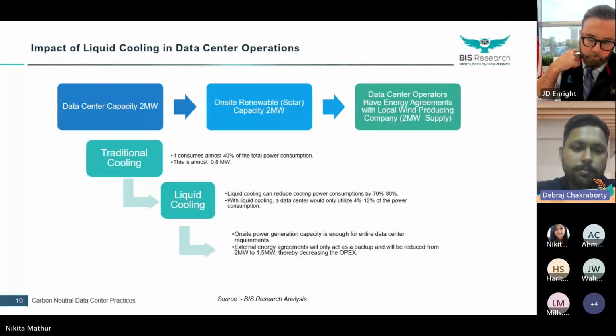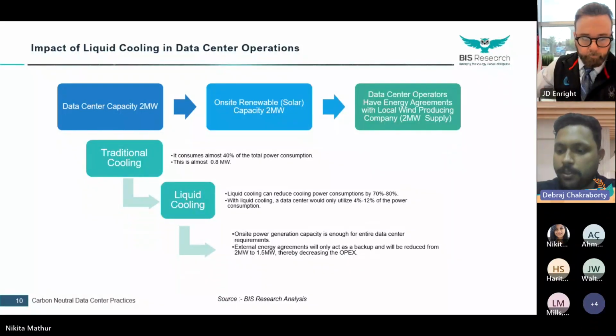With traditional cooling, however, 40% of the total power is being consumed by cooling itself. I mean, it's very conventional and traditional energy. This has been improved and moved down to 18% also. But when it comes to liquid cooling, overall consumption is reduced by 70 to 80%, and the total utilization for cooling is reduced to between 4% and 12%. That means that we can rely on that solar power. We can reduce the energy agreements of 2 megawatts to 1.5 megawatts. And there are serious, incredible savings in the OPEX.